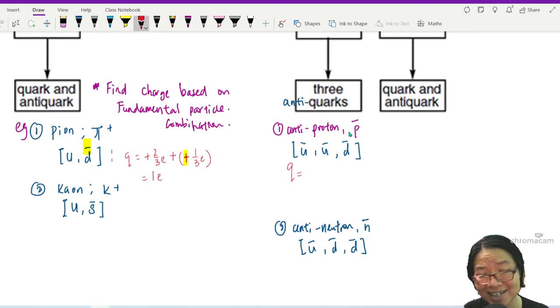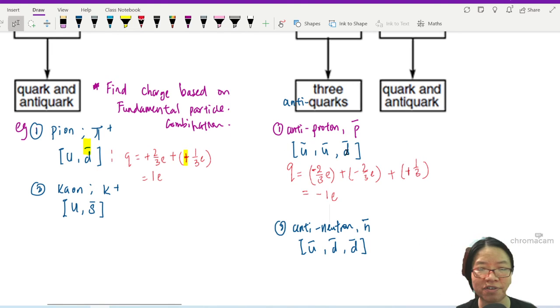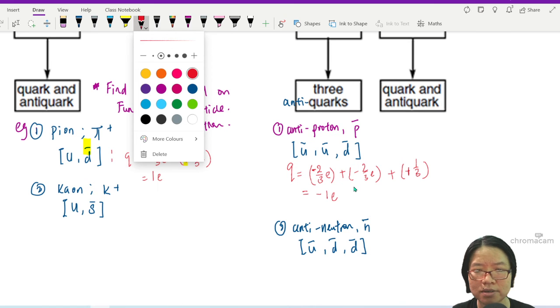This charge will be, look, up is 2/3. So anti-up will be negative 2/3. Okay, negative 2/3 plus negative 2/3 plus positive 1/3. So this one will be negative 1/3. Okay, so that's how we can see that the antiproton will have the opposite charge to a proton. But the anti-neutron, will it still be negative?